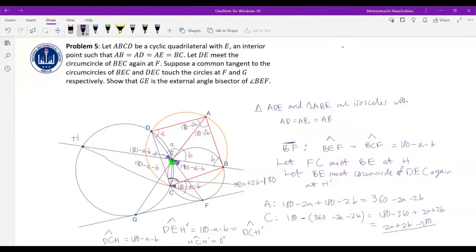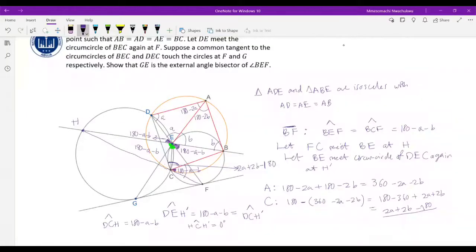So what else can we get? Now that we have this, we would want to. Okay, let me just quickly make my diagram better.